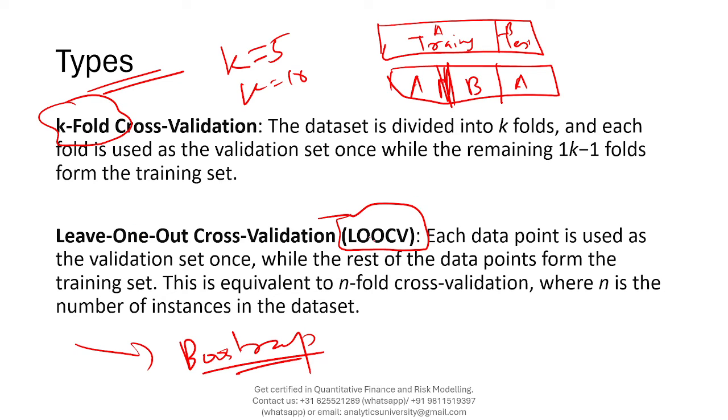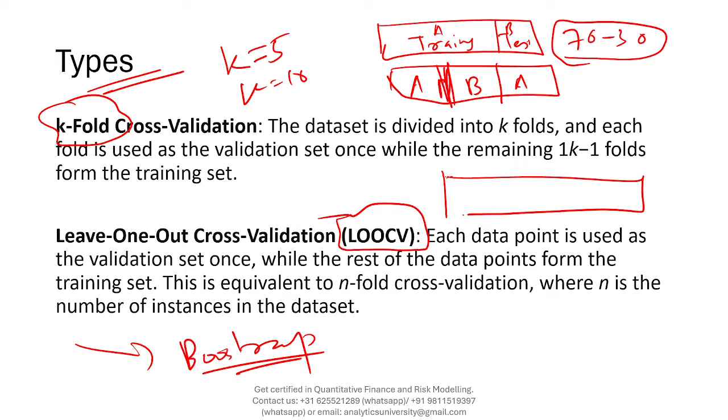In leave one out cross validation, it's similar to k-fold. It's just that instead of making it a 70-30 split, which is normally the case in training and test, right? What you do is that you build, imagine there are 100 observations, right?